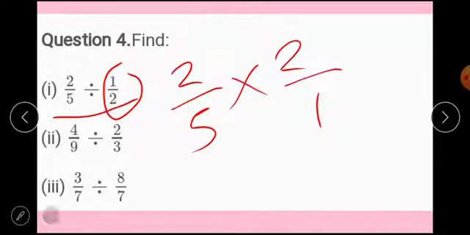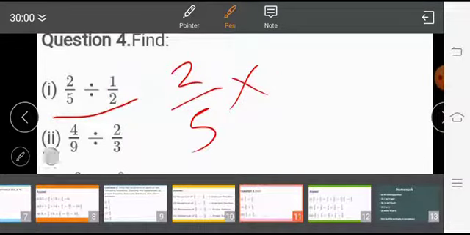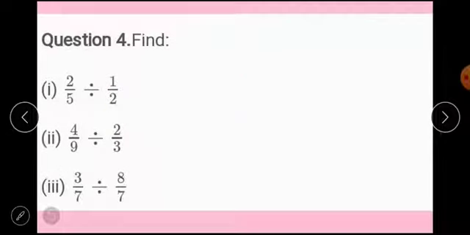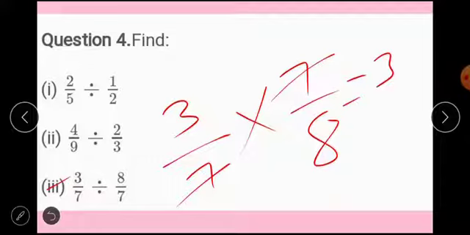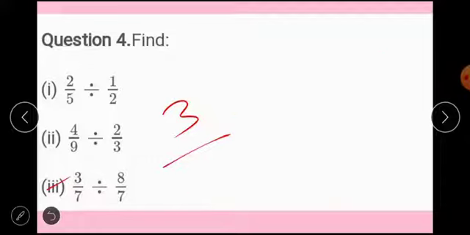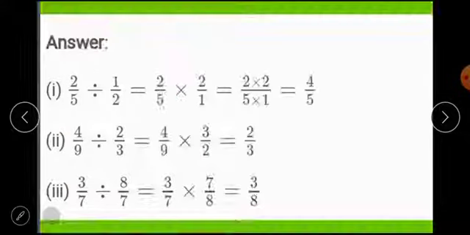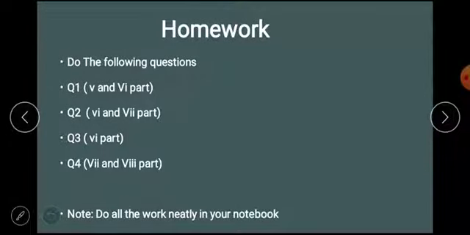Students, in this way you can do the rest of the parts, and you have to simplify them. Look at one more: 3 by 7 divided by 8 by 7. You will write down 3 by 7 into 7 upon 8. 7 cancels and your answer will be 3 upon 8. So it's a very easy question, students, in exercise 2.4. You will do these questions, and this is your homework.